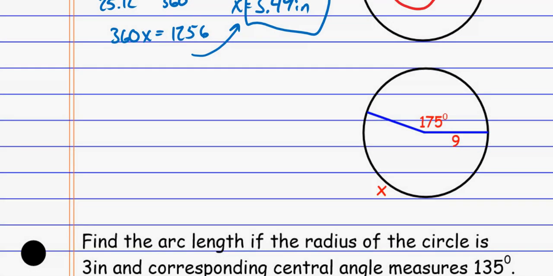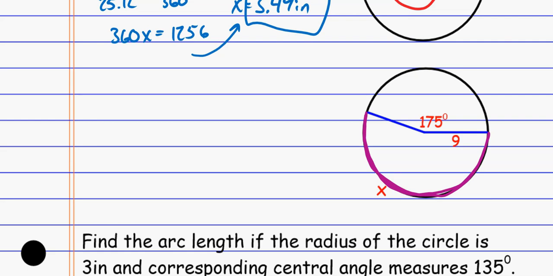This one's very similar, but the thing about this one is I have to be careful about which angle is actually given here. When you look at the angle that's given, it's not the thing that's associated with x. When you look at x, I want to find this measurement right here. I want to find this length, and that is not associated with the 175 degrees.